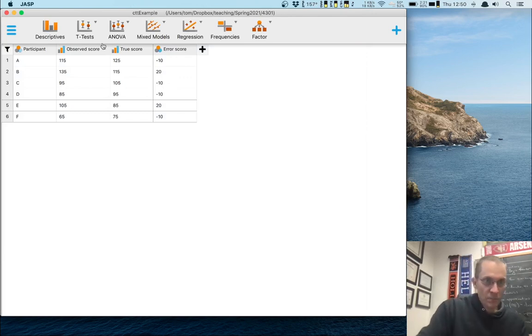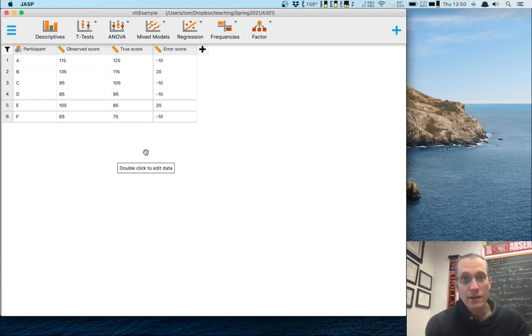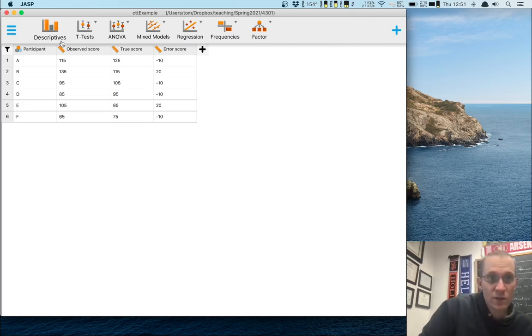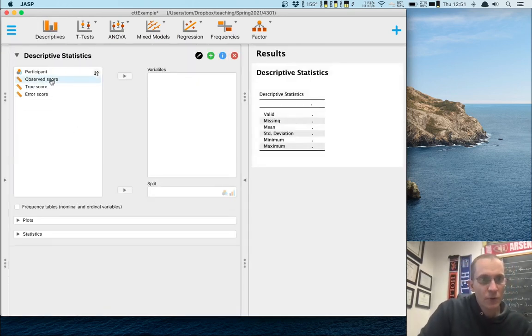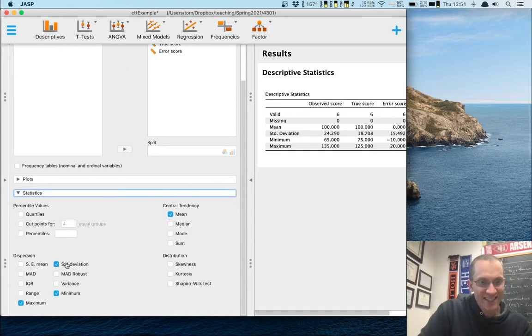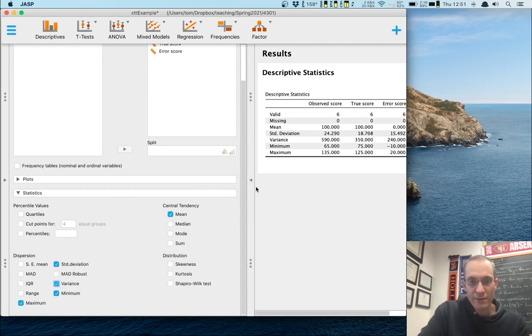So let's see if I've got it here. There it is. I'm going to real quickly just change these all to scale. It doesn't matter too much here, but let's be consistent. Okay, so this is the exact same data that we were just looking at, with the observed scores in this column, the true scores here, and the error scores here. Let's just look at some descriptive statistics. Mainly, let's look at the means, the variances, and the standard deviations. So I'm going to go to descriptives, and I'm going to put all three of these in. And down here on statistics, I need to select variance because I do want to see that.